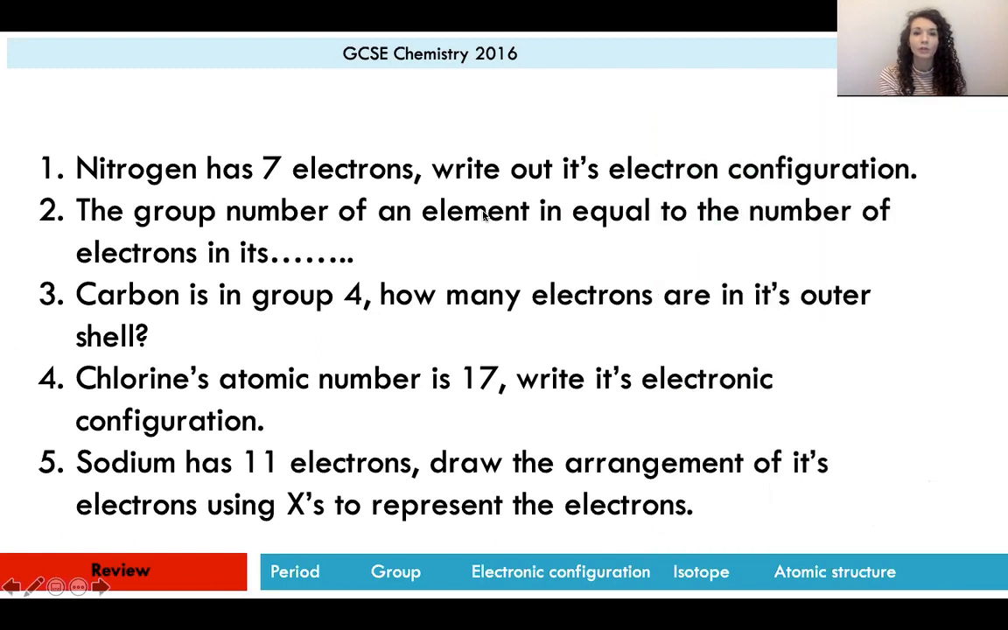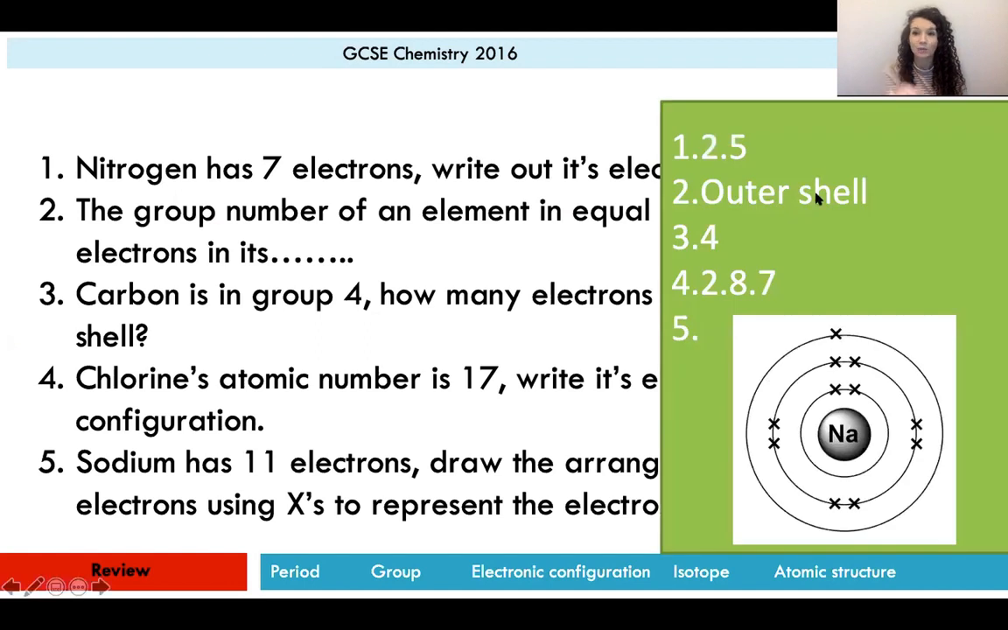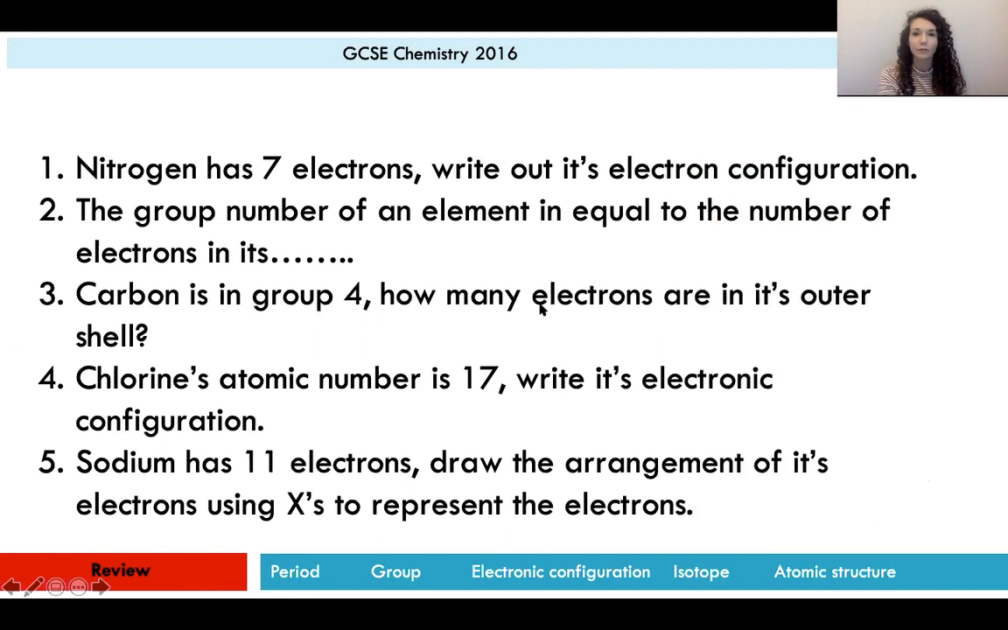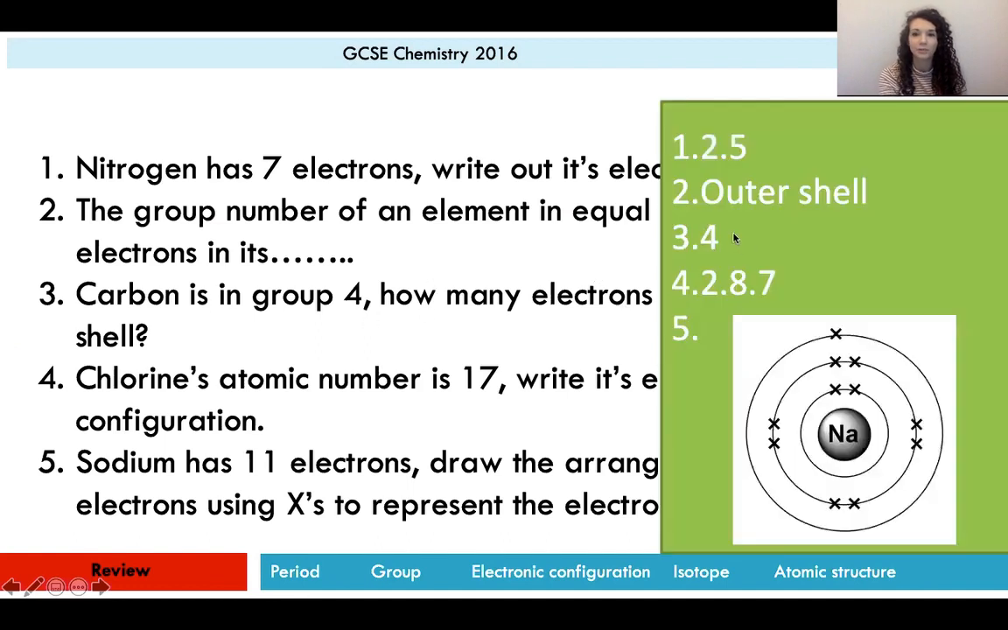Question number 2, the group number of an element is equal to the number of electrons in its outer shell. So remember that outer shell is equal to the group number, so whichever column the element is in the periodic table. Carbon is in group 4. How many electrons are in its outer shell? 4.